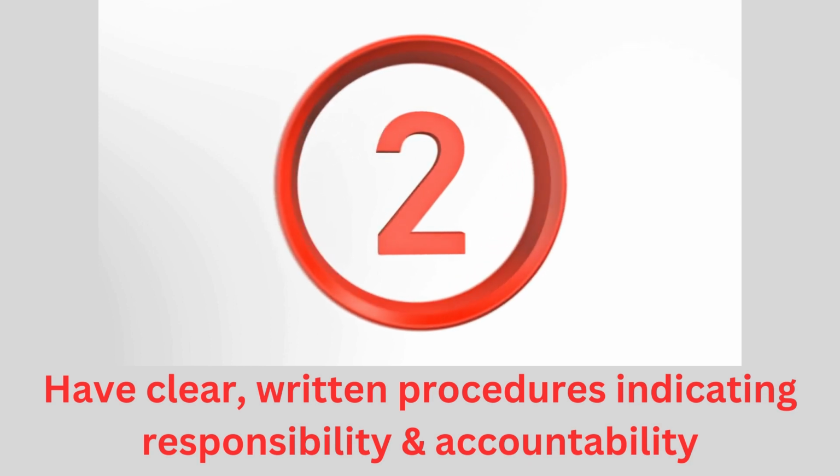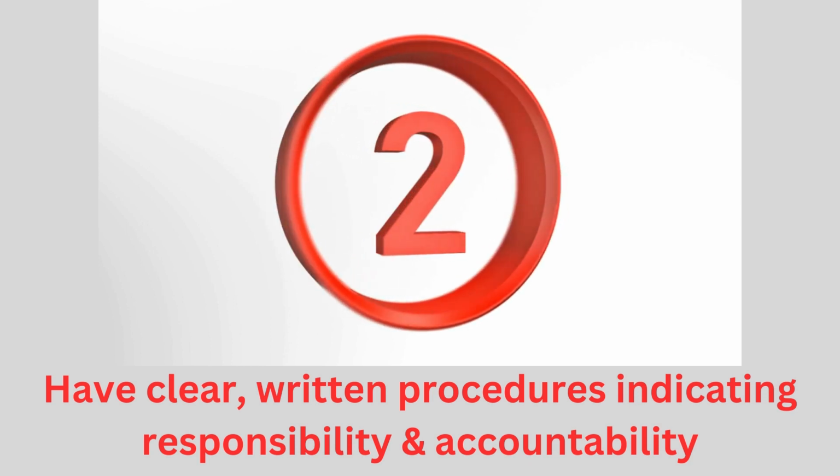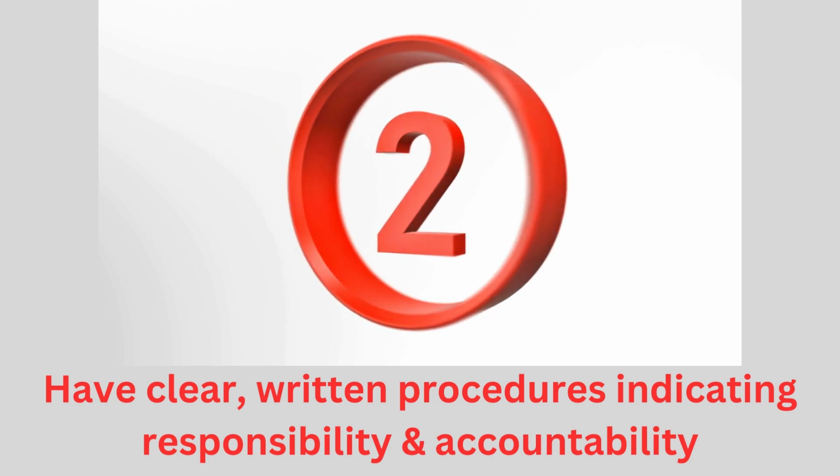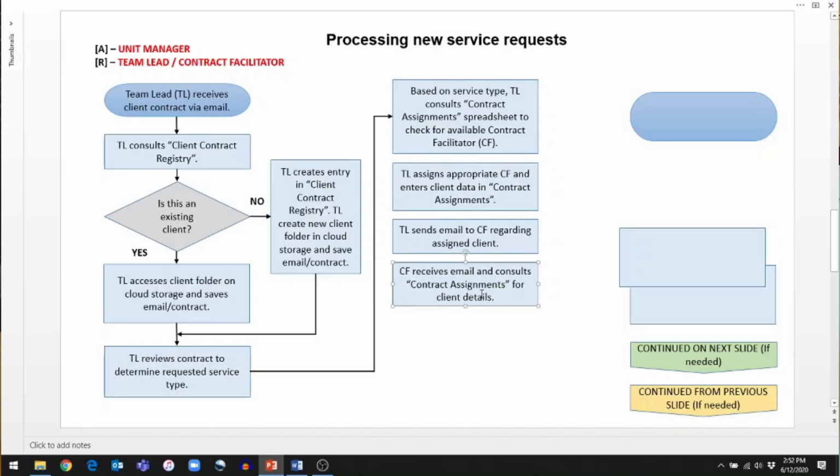Number 2, have clear written procedures indicating responsibility and accountability. If you watch the Valor Excel channel regularly, you know I'm big on written procedures and especially my personal favorite, flowcharts. I love to have that visual representation of how a process plays out. And flowcharts are a great place to insert responsibility and accountability identifiers. That way, when you look at a process, you know who is responsible for each step and who is accountable for making sure that the overall process takes place.